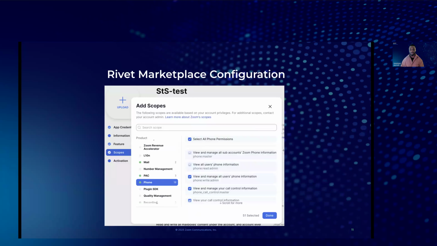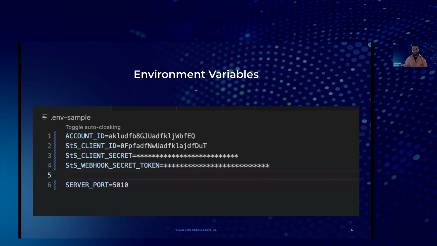In the Scopes tab, we'll add all scopes corresponding to the endpoints our token will grant access to. The endpoints will be used later for configuring our Zoom Phone user. And once those apps are configured, we'll take the generated credentials and put them in the .env file located in our project. Finally, we'll need to specify a starting port for this application, which will be port 5010 for the main server.